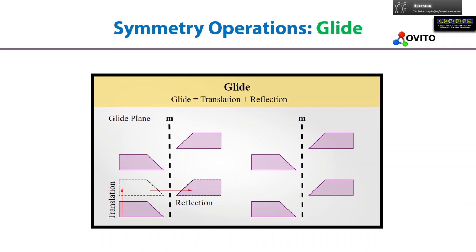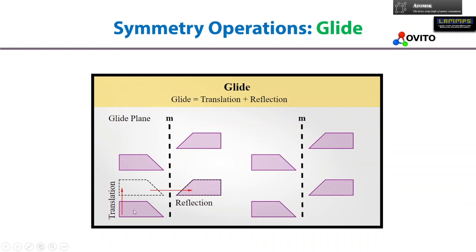Okay, so this word is very important. You find glide. So what does glide mean? Glide is actually the sum of two symmetric operations, translation and reflection. For example, you have an object here and you want to make the object like this one. So what you need to do?